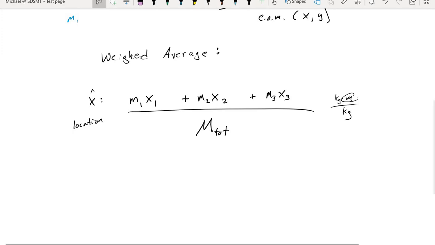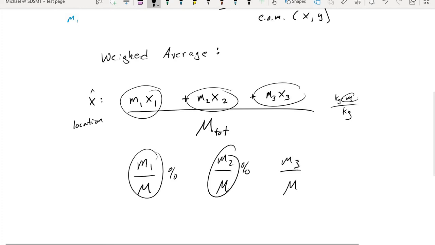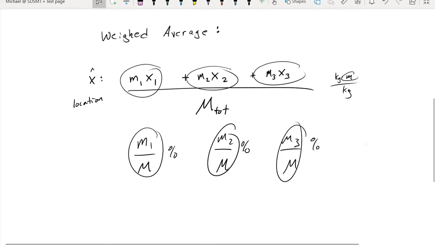Why is it the total mass? And how does that benefit us? Well, every term now has to be divided by the total mass. Mass 1 divided by the total mass tells me what percentage mass 1 contributes to the system. Mass 2 divided by the total mass tells me what percentage mass 2 contributes to the system. And mass 3 divided by the total mass tells me what percentage mass 3 contributes to the total system.